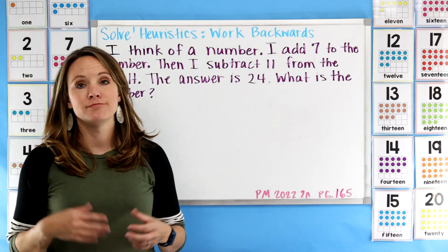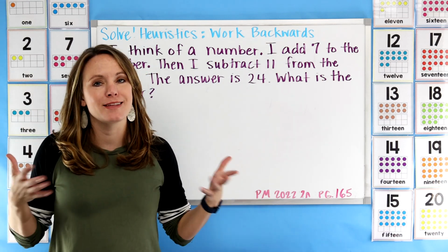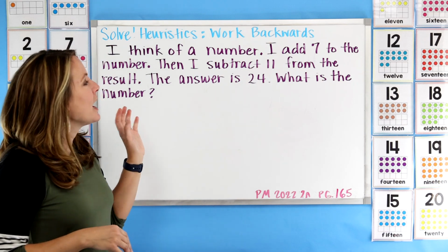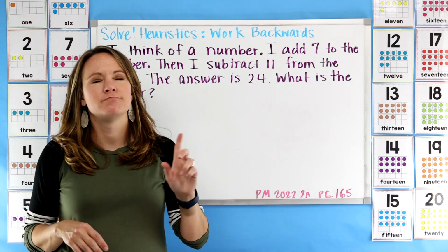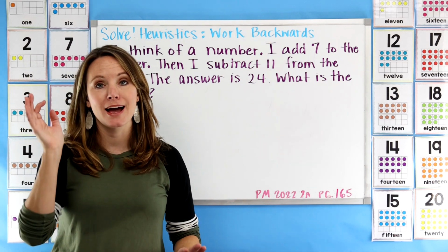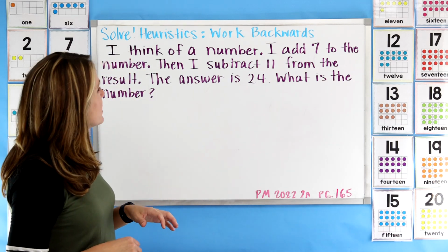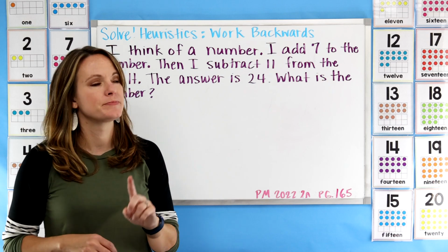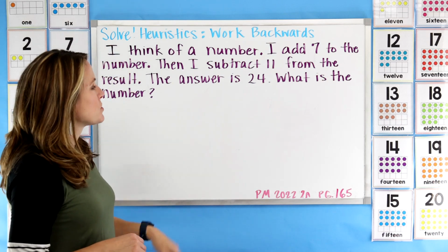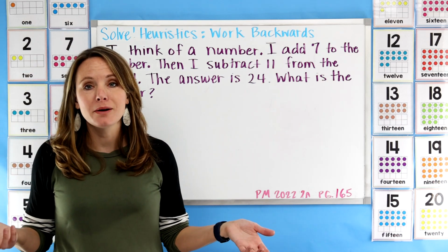I think of a number. Okay, that could be anything. I'm thinking of a number. I add 7 to the number. Okay, I've got my number. I'm going to add 7 to it. Then I subtract 11 from the result. The answer is 24. What's the number?